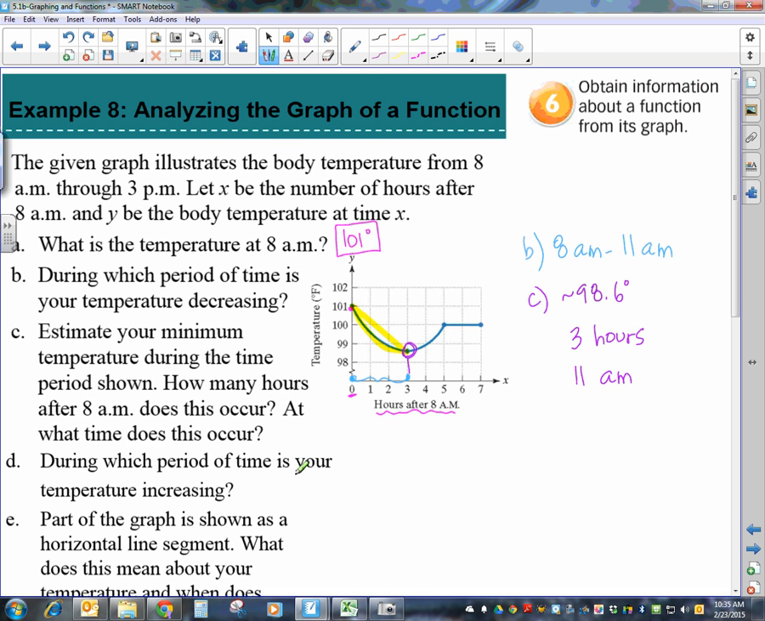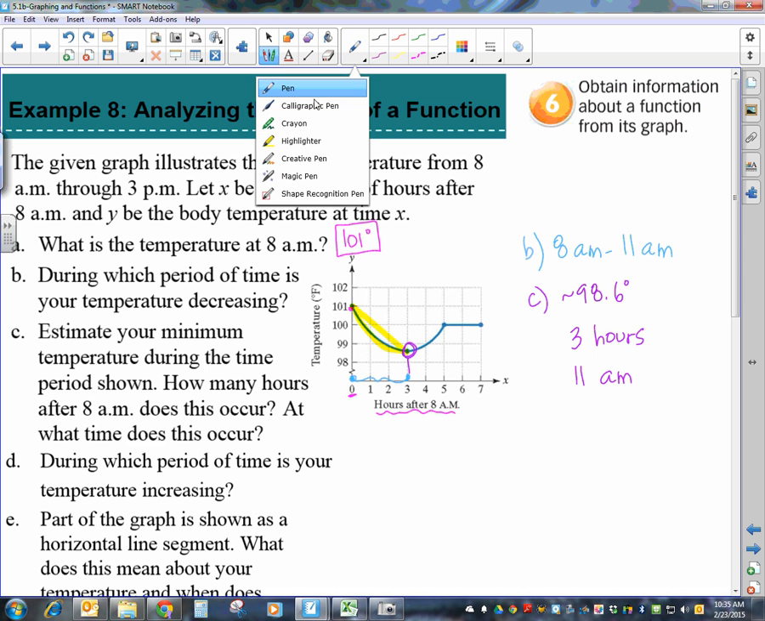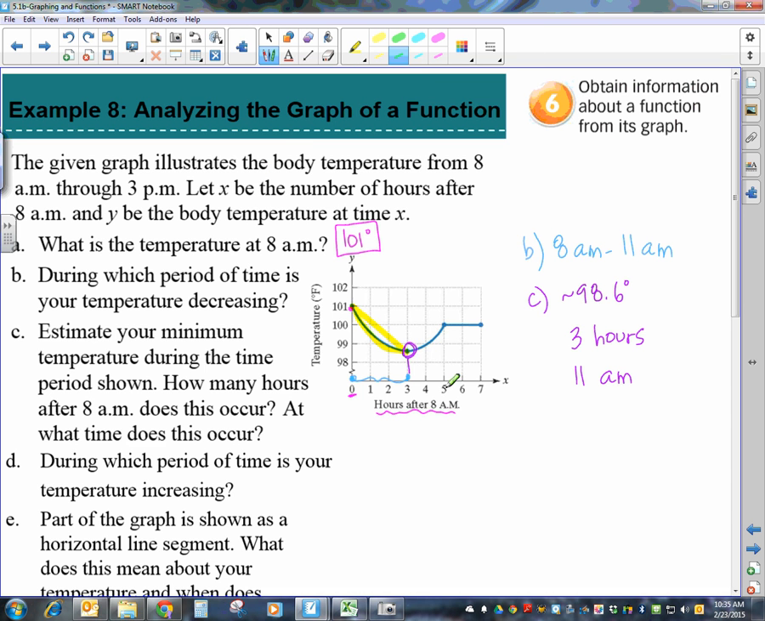Next it says, during which period of time is your temperature increasing? Increasing means your graph is going to be going up. So I'm looking at this part of my graph. See if that stayed curved. How nice. So that part of my graph is happening between 3 and 5 hours after 8 a.m. So 3 hours after, we already said was 11 a.m. And then whether you want to do 5 hours after that or add 2 hours to 11 a.m., you're going to go to 1 p.m.